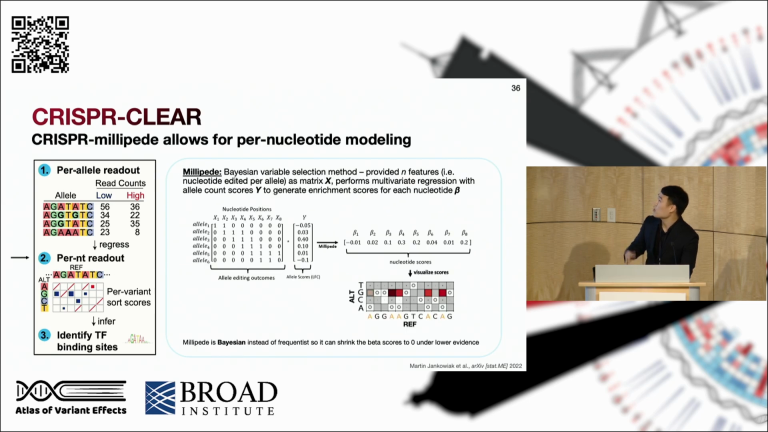We also have our novel CRISPR millipede-based method where we feed these per allele scores into our CRISPR millipede method to get per nucleotide level modeling. Millipede is a Bayesian variable selection method. It takes in a matrix of alleles along with allele scores and is able to, through Bayesian regression, regress these different beta scores, where each beta represents a possible base edit, with the score representing how that edit has an effect on gene regulation. Critically, we believe that millipede is potentially able to disambiguate between bystander and functional edits.